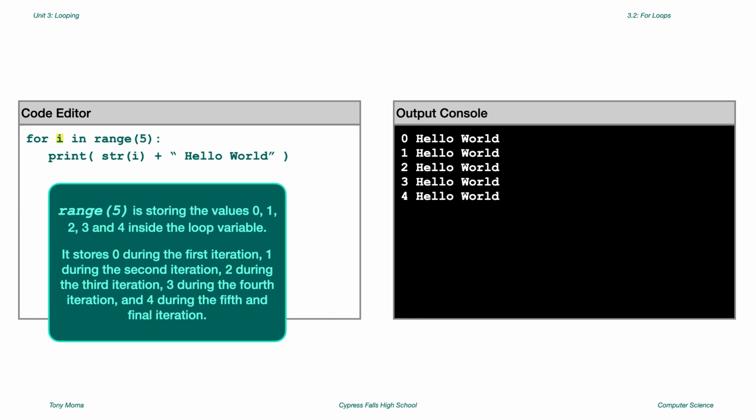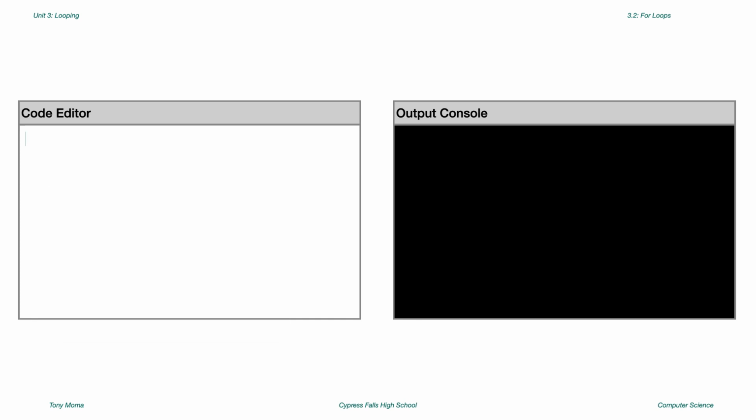4 during the fifth and final iteration of the for loop. To illustrate this point further, suppose I replace 5 with 10. Well, in this case, the values 0 through 9 will get stored inside the loop variable, and when I print it out, this will be my output. So, in summary, anytime you give a single number to the range method, the values 0 up to but not including that number will get stored inside the loop variable during each iteration of the for loop.